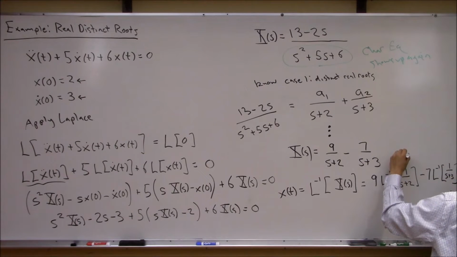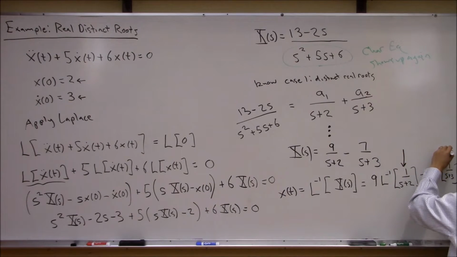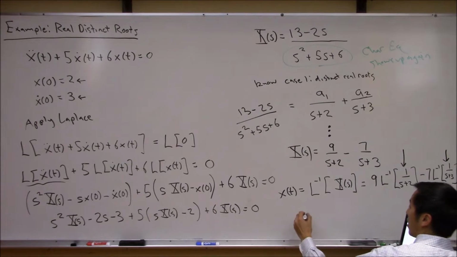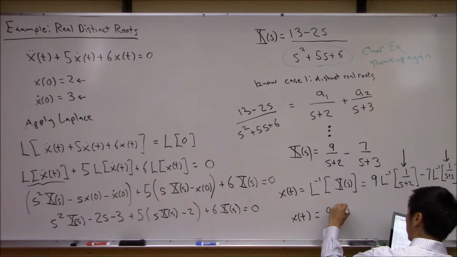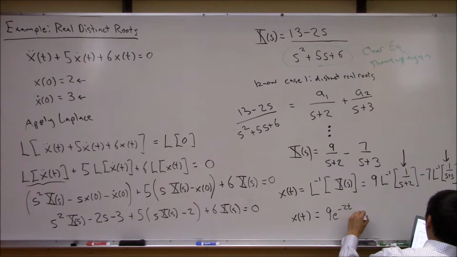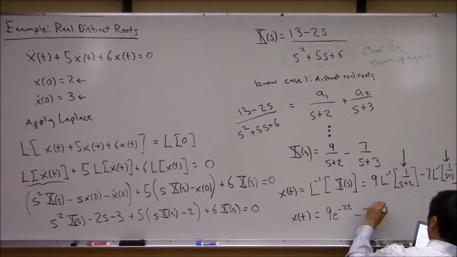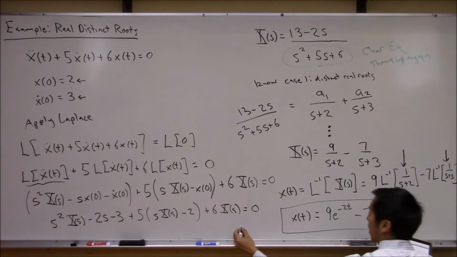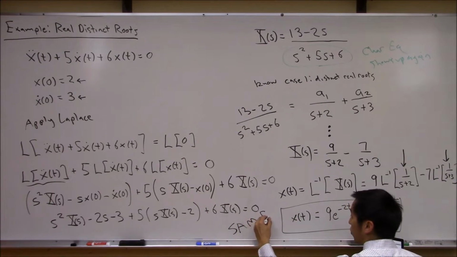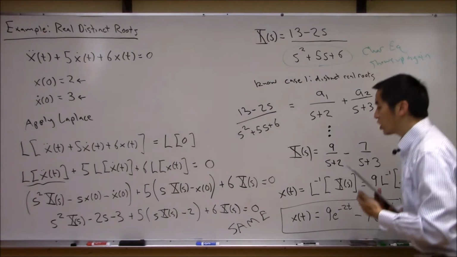And again, this is directly inverse Laplace transformable, so is this. So we end up with x of t is equal to 9e to the minus 2t minus 7e to the minus 3t, which was the exact same result we got using the traditional approach.